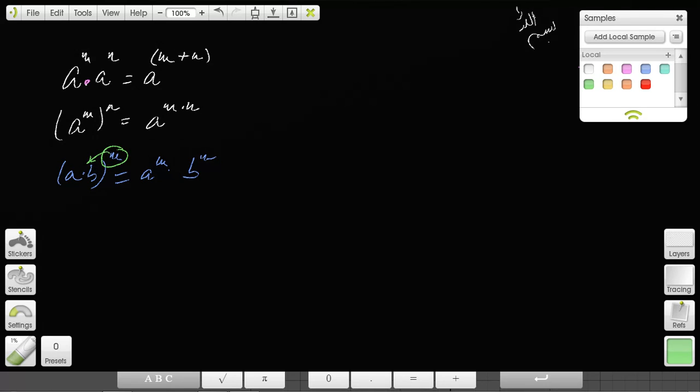All right, and then some easy ones. Let's do this one: a to the negative m equals 1 over a to the m, and a cannot be 0.